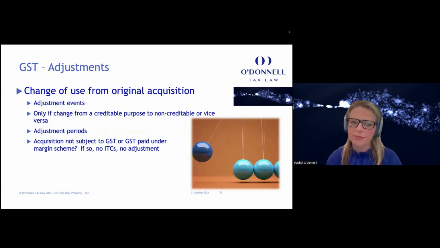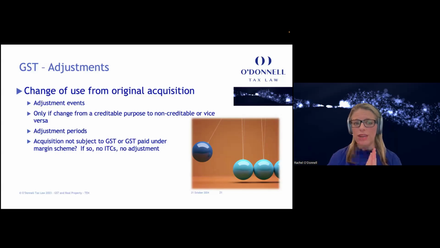Adjustments. So adjustments are a very interesting one. This comes up in a property context where you have a change of use from an original acquisition. And we have what we call adjustment events, where if you change your use so that you would be able to claim input tax credits, but you haven't, or vice versa, you have claimed input tax credits, but you kind of no longer qualify for all of those input tax credits, there's a bit of a true up and you need to have an increasing adjustment or a decreasing adjustment to pay more to the ATO or be able to get a bit more back from the ATO.